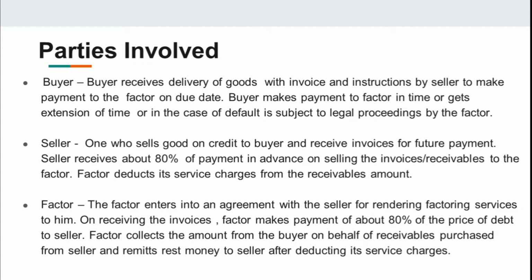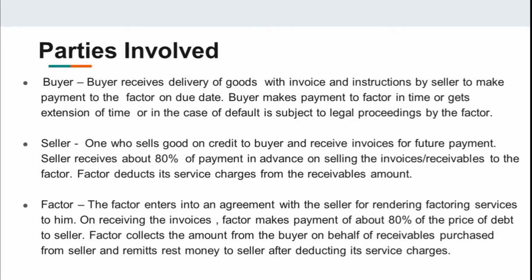So when the buyer is receiving the good or service from the seller, he's also receiving an invoice and instruction to make the payment to the factor on the due date. And in case the buyer defaults on this payment, he or she may be subject to legal proceedings by the factor in case of non-recourse factoring.